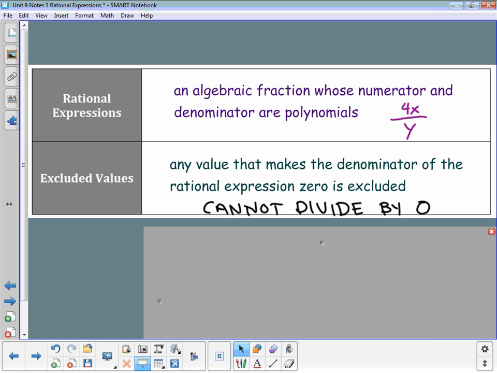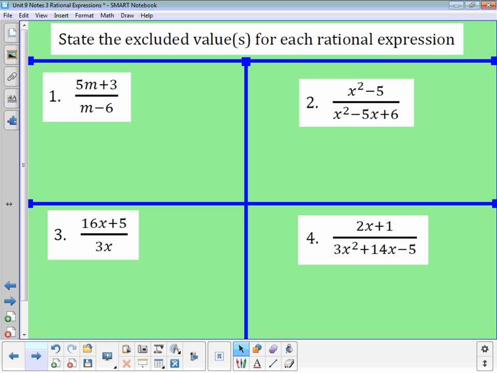Okay, so let's start out by finding that. We're going to just see if we can figure out what those excluded values look like. It says in numbers 1 through 4, state the excluded values for each rational expression. It may only be one, it may be more than one. In number 1, I am looking at the expression 5m plus 3 divided by m minus 6. So I'm concerned with the denominator here.